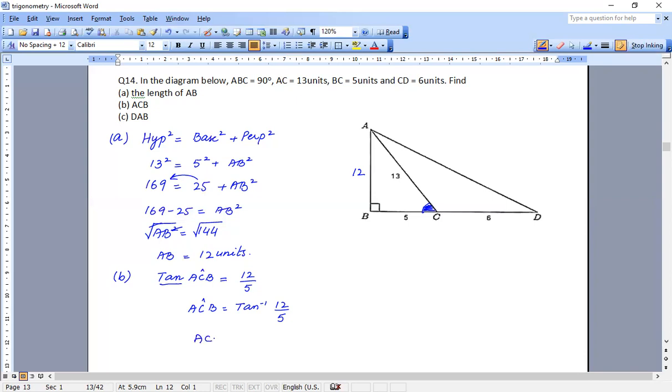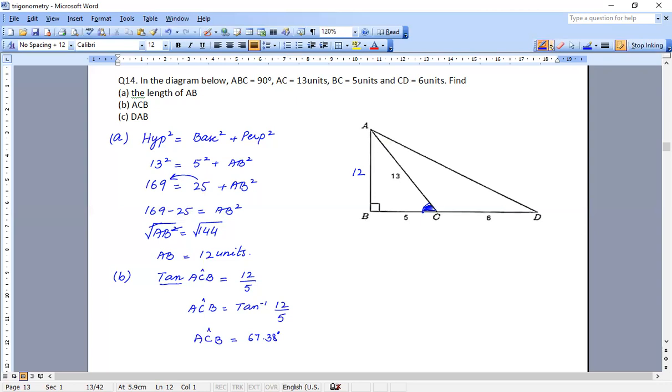So ACB is equal to 67.38 degrees. Last part is finding out the value of the angle DAB.